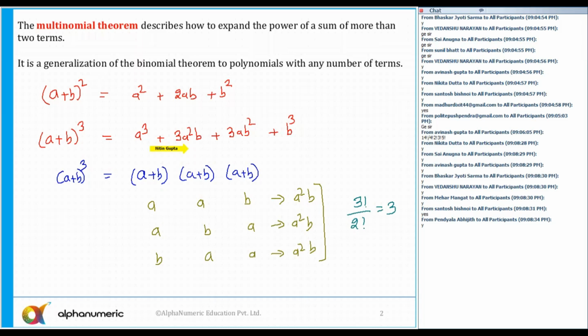Any doubt? Or I can say out of these three brackets, from two of the brackets we need a. So which two brackets? That is 3C2. And from one of the brackets we need b, so into 1C1. And that is equal to 3.